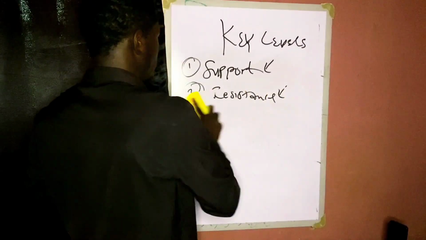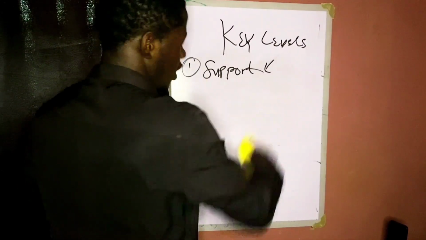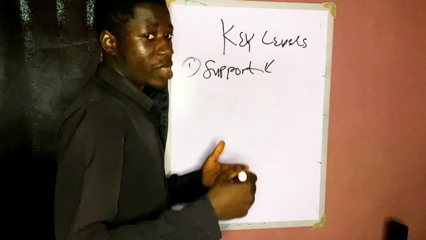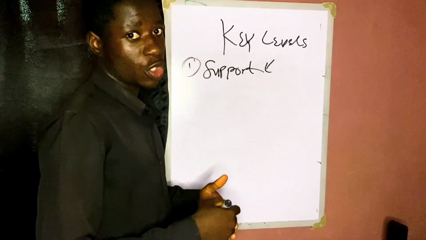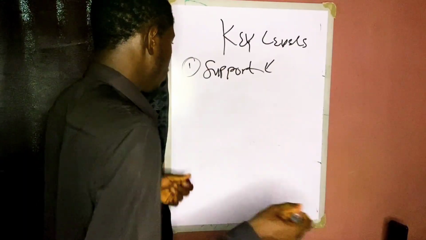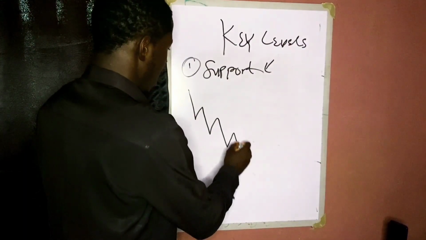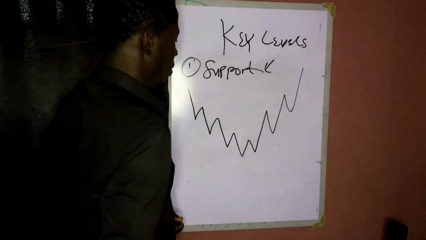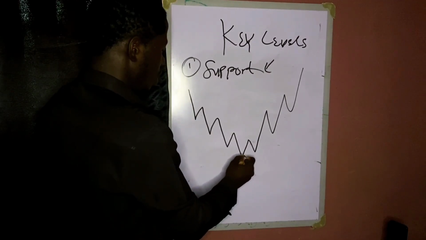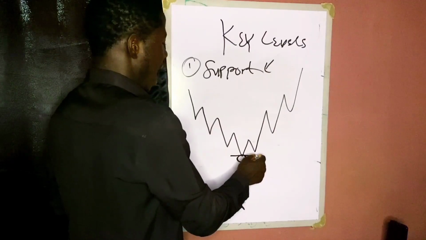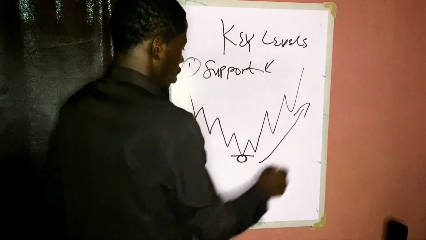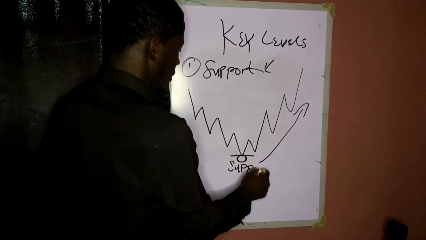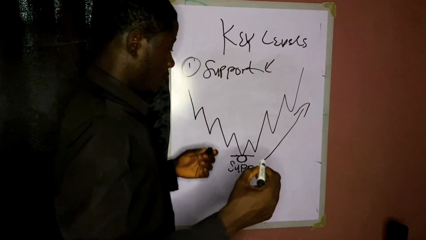Now, what a support level simply means is more or less a price floor, a point that price gets to and changes direction upwards. For example, if we have the market trading down and suddenly we start seeing the market trading back up, the point at which price dropped and changed direction upward is considered to be a support level. So take note of that.